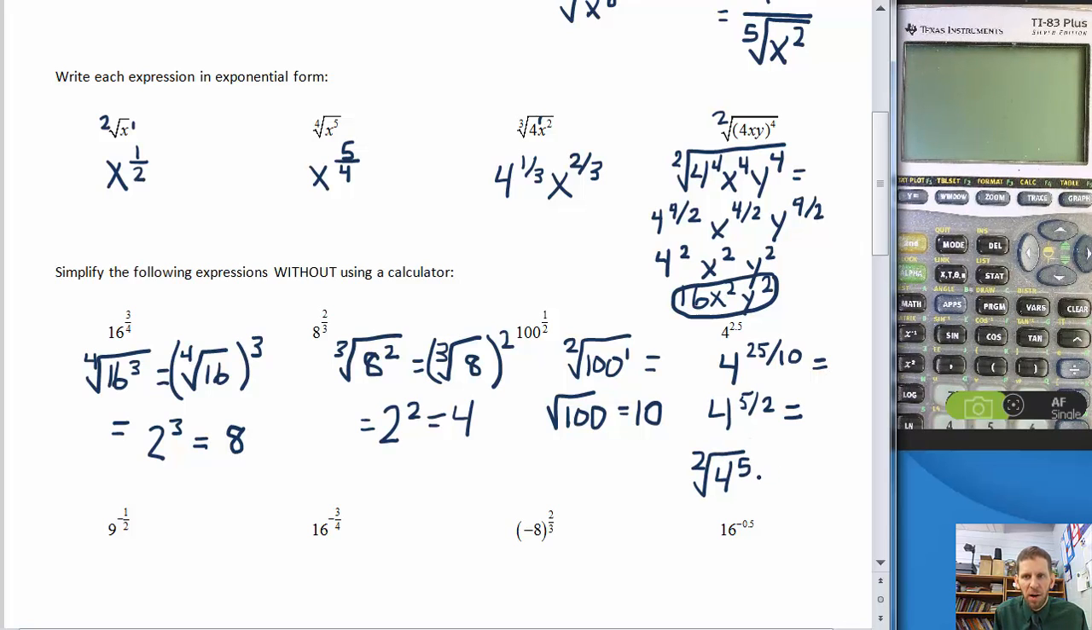I don't know 4 to the 5th power, but I do know the square root of 4. So let's think of this as being the square root of 4 that we're going to take to the 5th power. Square root of 4 is 2, and 2 to the 5th power. I use my hands for this. 2 to the 1st is 2, times 2 is 4, times 2 is 8, times 2 is 16, times 2 is 32. And that's your 2 to the 5th power.